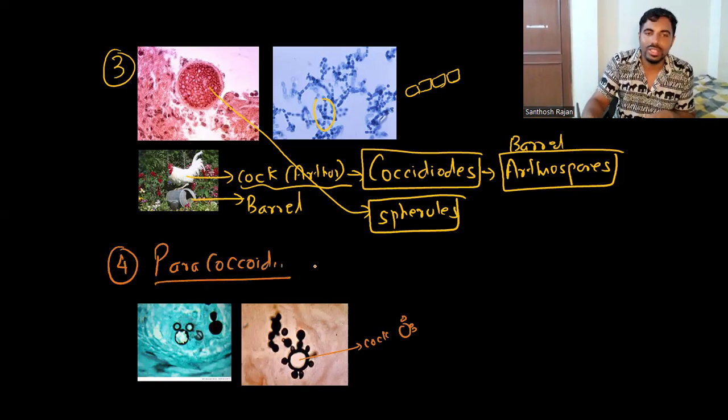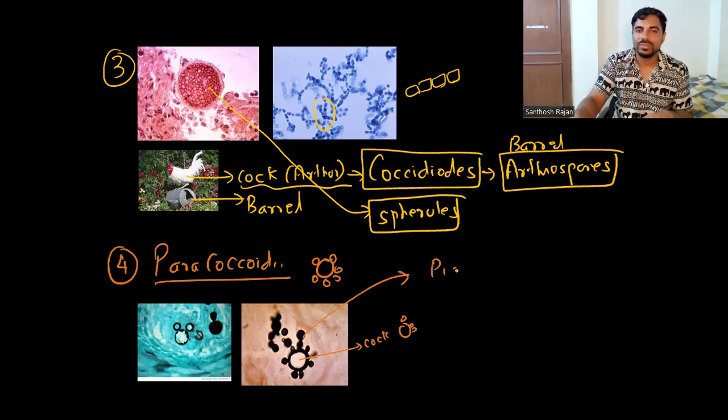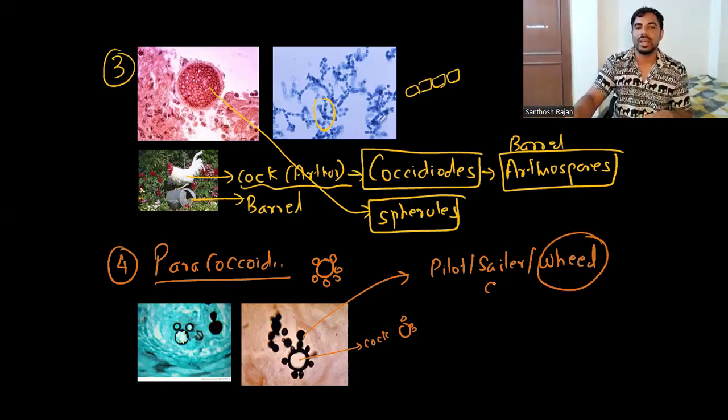In paracoccidiosis, remember, this is a cock. If you put many things around it, it becomes paracock. So very, very simple. So paracock can be like this. There are a lot of names. This one is called a pilot wheel, sailor wheel. The word wheel comes, you think about paracock, wheel-shaped appearance.